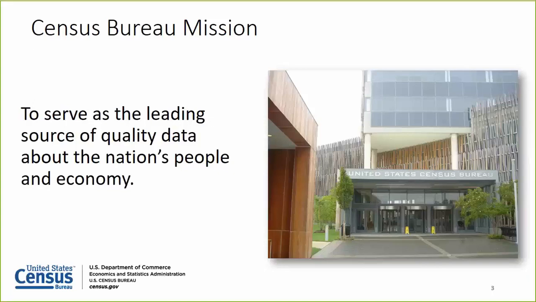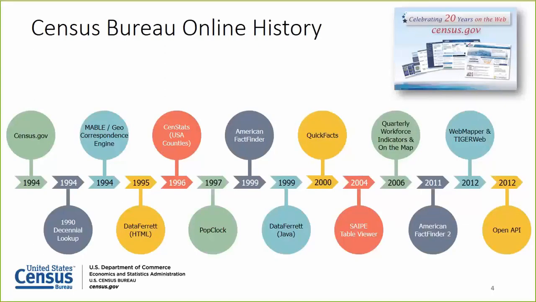So that long-term vision for data.census.gov is tied to the Census Bureau's mission to serve as the leading source of quality data about the nation's people and economy. Ever since the first census in 1790, we've been collecting and processing quality information, but it hasn't always been the easiest to find. And here's a look at why.